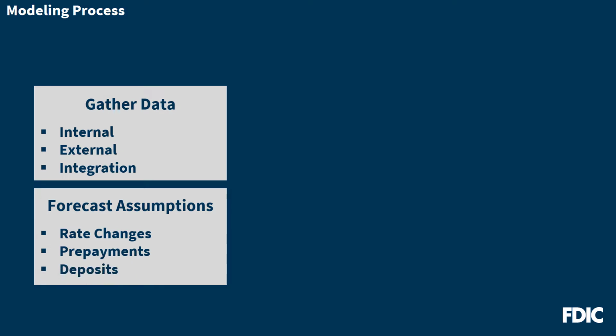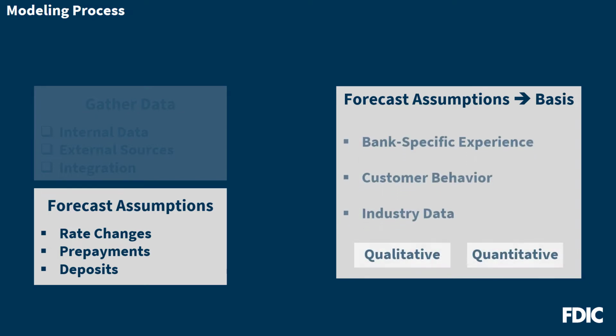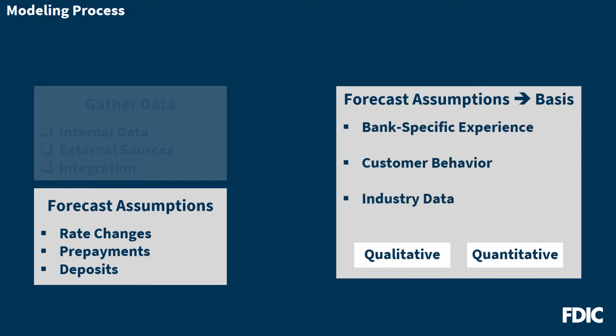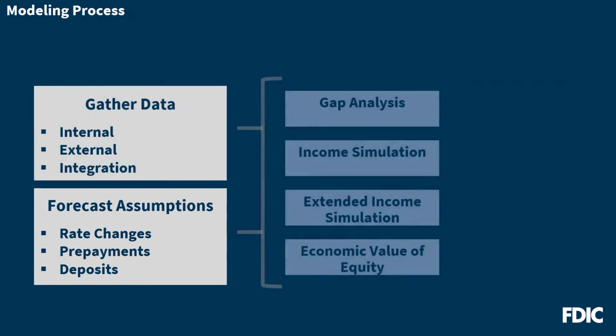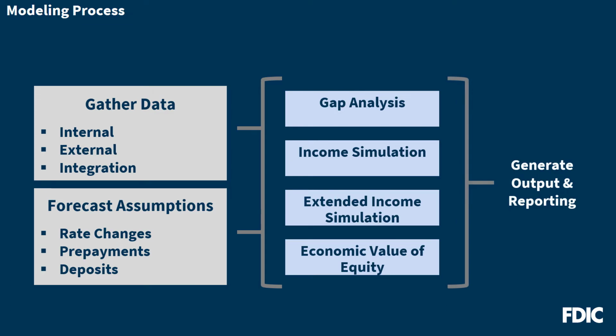Forecasting assumptions involves estimating how interest rate changes, prepayments, and deposits would potentially impact earnings and the balance sheet. Management teams focus a lot of attention on this step because critical model assumptions are determined based upon bank-specific experience, customer behavior, industry data, as well as other qualitative and quantitative factors. Gathering data and forecasting assumptions are the main drivers behind interest rate risk measurement systems. Finally, output is generated from the measurement systems.